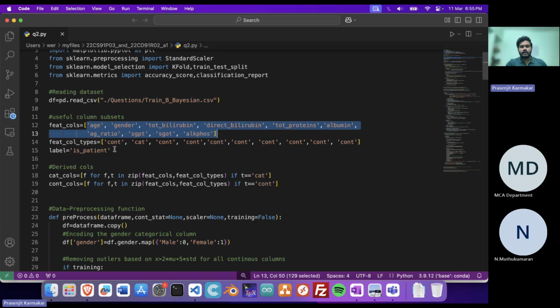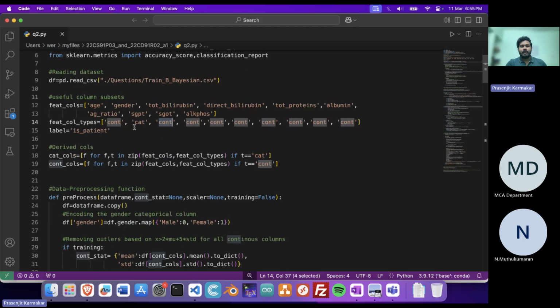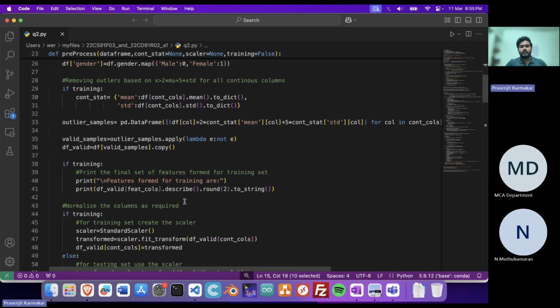These are the feature columns, and then we have all the columns, and we are saying, okay, this is a continuous column, this is a categorical column, this is a continuous column, so that we can choose how we can compute the probabilities for particular feature values. Now the label is patient. But these are some processing that we are doing.